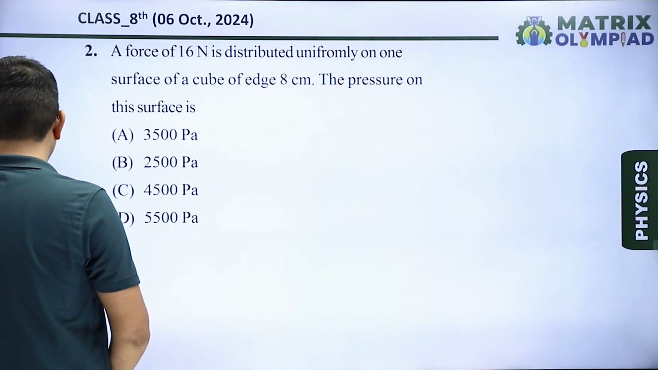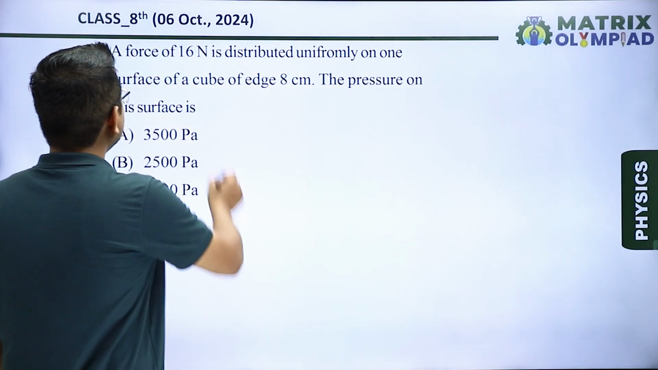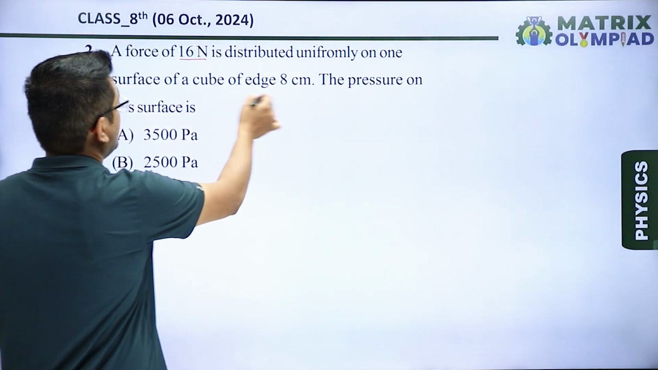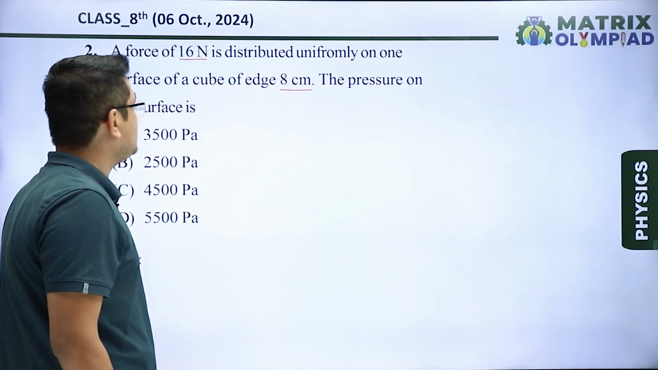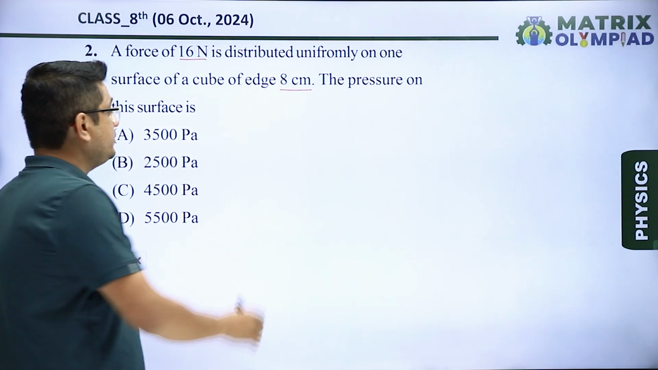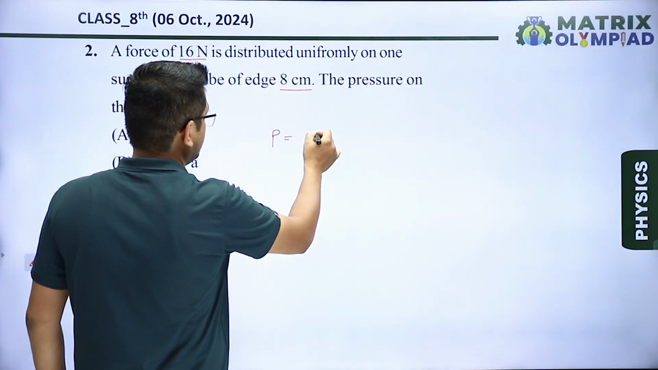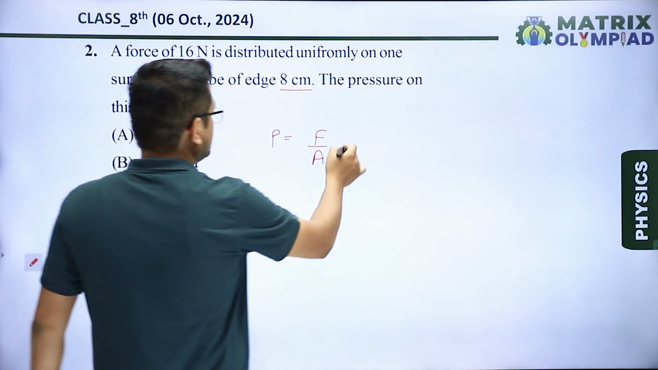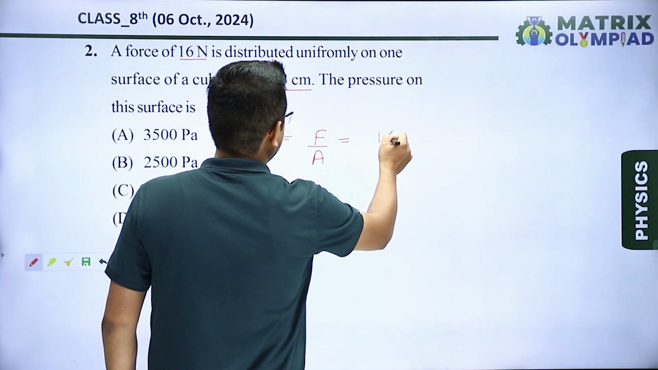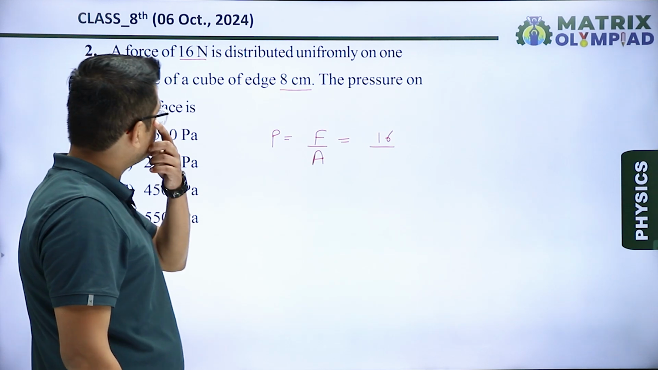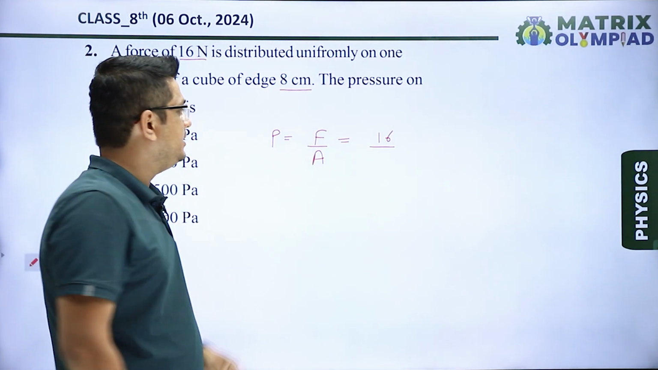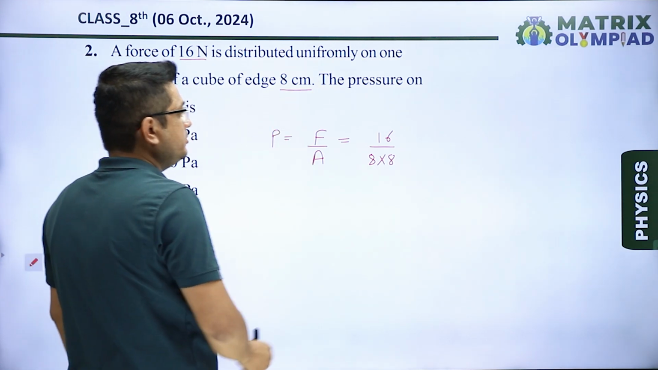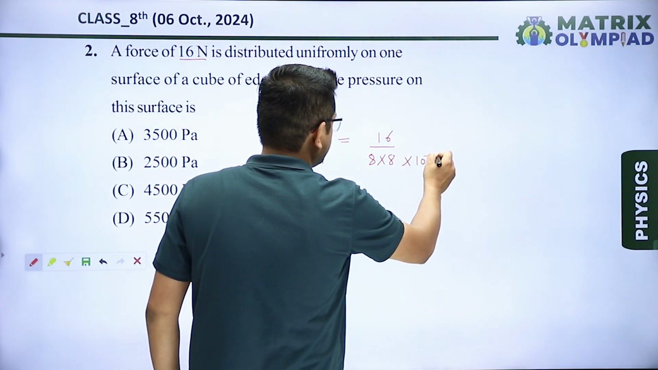Next question, question number 2. A force of 16 Newton is distributed uniformly on one surface of a cube of edge 8 centimeter. The pressure on the surface is. We know that the formula of pressure is the force applied divided by contact area. The force is given 16 Newton, and if the edge of the cube is 8 centimeter, then the area will be 8 multiplied by 8. Converting centimeter into meter, it becomes 10 to the power minus 4.